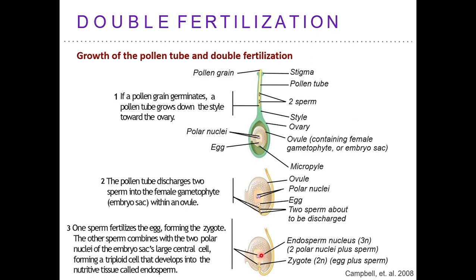So these are the 2 polar nuclei of the embryo sac, the large central cell. This will form a triploid cell that will then develop into nutritive tissue. This tissue is called endosperm.